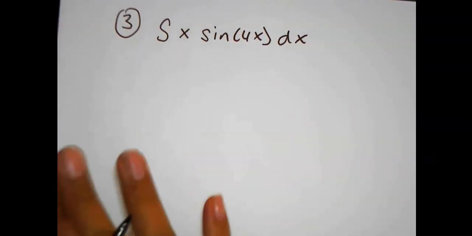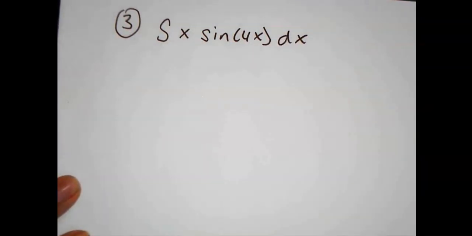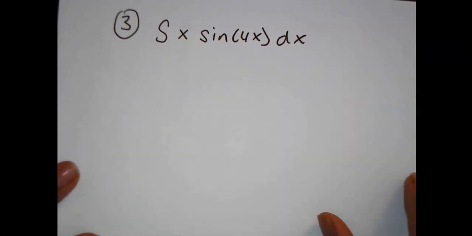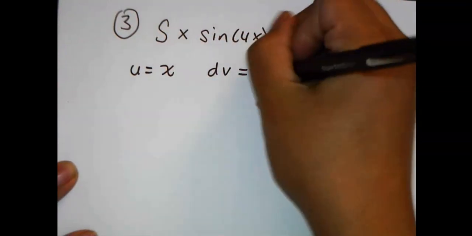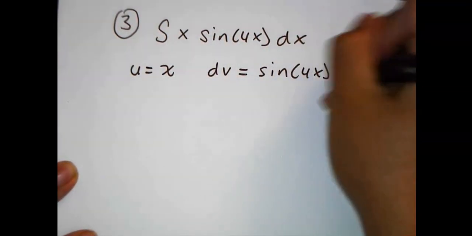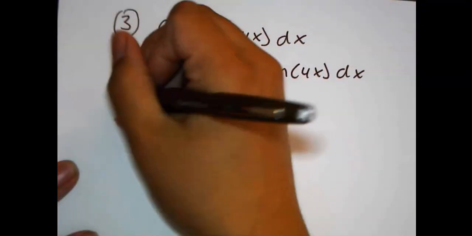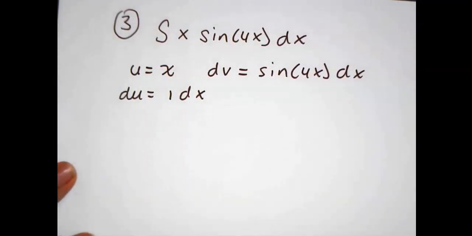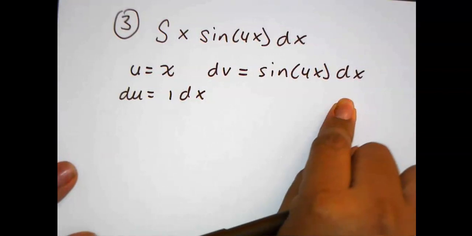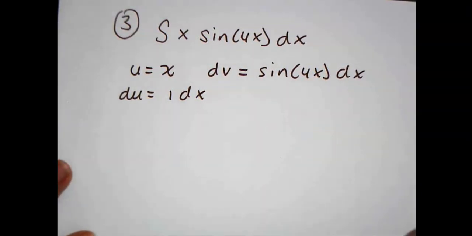This last one I modified from the PowerPoint. The PowerPoint has x squared, but the one in WebAssign is only x. So I'm writing it more to look like the one in WebAssign. So in this case, I'm going to let u be x, and I'm going to let my dv be sine of 4x dx. Okay? So I need du. I need to take derivative of this, which is 1 dx, or just dx. And I need to take the integral of this to find v.